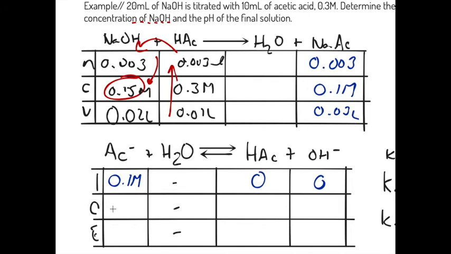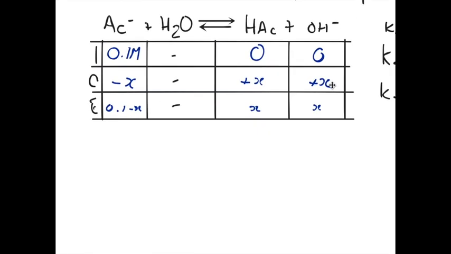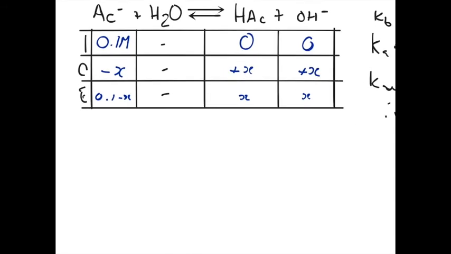Change. Well, this is going to have to lose because this side is 0, so it must gain. And then we have our 0.1 minus x, x, and x. So far everything is on track. We can now take a look at what happens when we put this into a K expression. Now, in your notes, if you've already started working on this, which I hope so, you would have called this K expression Kb.